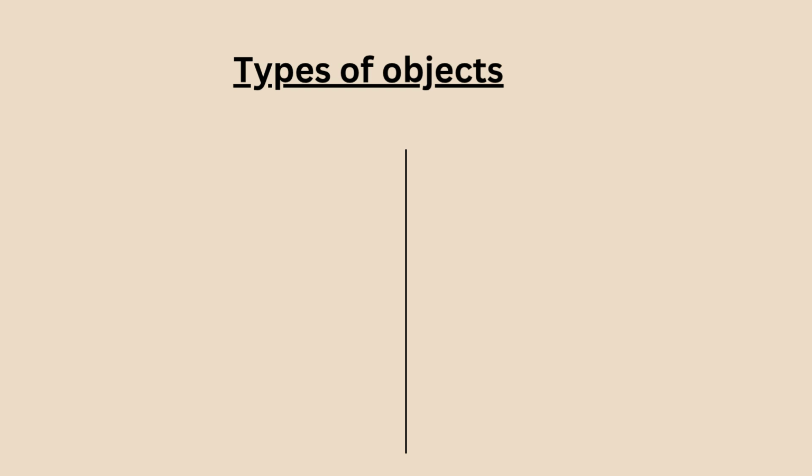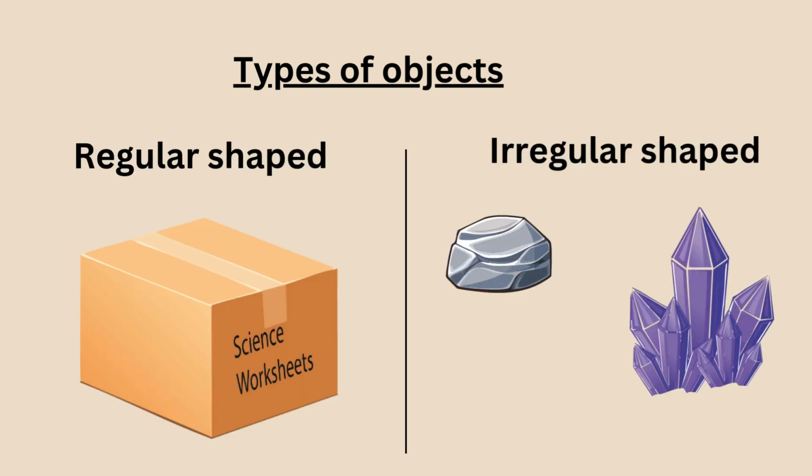There are two types of objects, regular shaped and irregular shaped. In maths, a regular shape has to have equal lengths and angles. However, in science, we would consider a shape regular for the purpose of density calculations if the volume can be calculated easily. So for a box, which happens to be a cube or a cuboid shape, we can multiply the length by the width by the depth. So a box would be a regular shape.